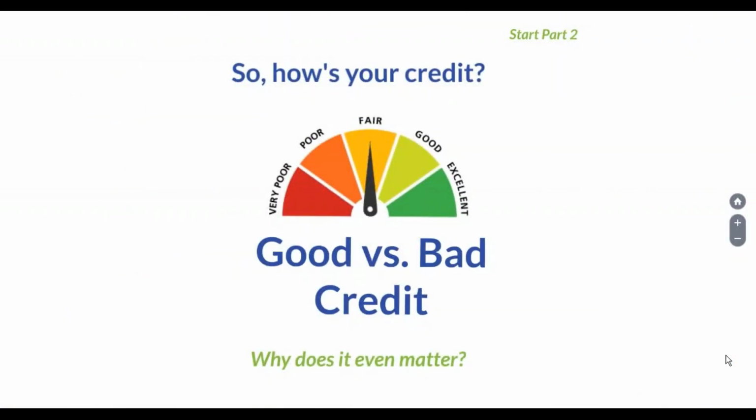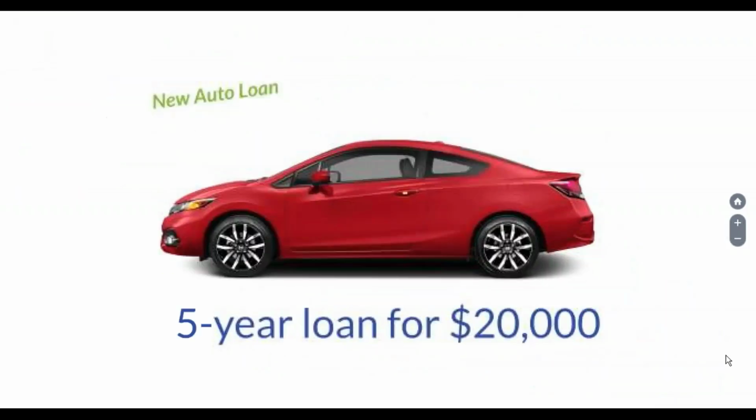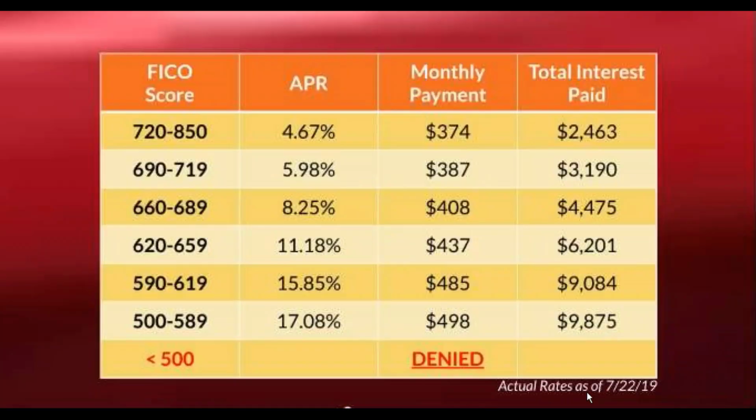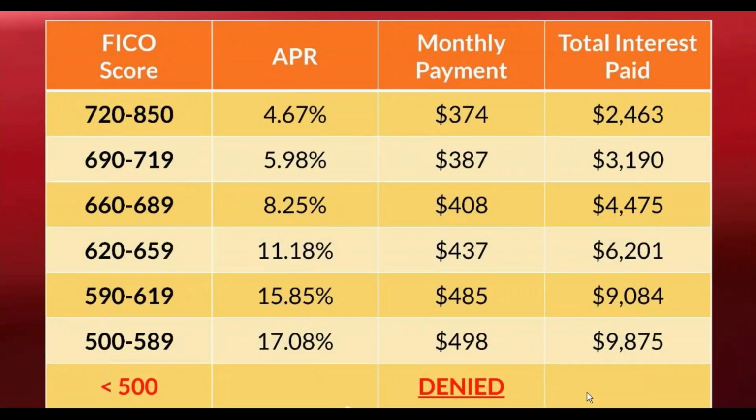We start part 2 with a discussion of good and bad credit and what it even means and why it matters. Illustrate the idea of good versus bad credit by telling a story about a typical car loan. Paint the picture of how 2 people could have different monthly payments and total loan cost for the same car.